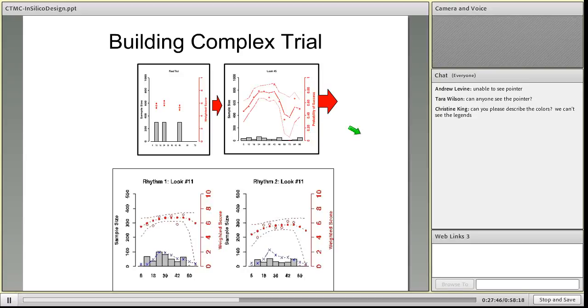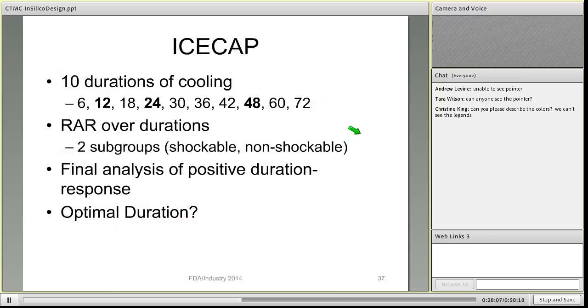And then in the simulation, they asked, well, we were going to do the trial in only one rhythm type. There are shockable and unshockable rhythms. Could we do this simultaneously with both rhythm types? So then we started to simulate both rhythm types and what would happen in the trial if we did that. And it was the iterative build of the trial design through the flight simulator that led to a trial design for this that actually had 10 durations of cooling rather than 3, used response adaptive randomization over the different durations. It enrolled 2 rhythm types rather than just 1, extending the results to a larger population.